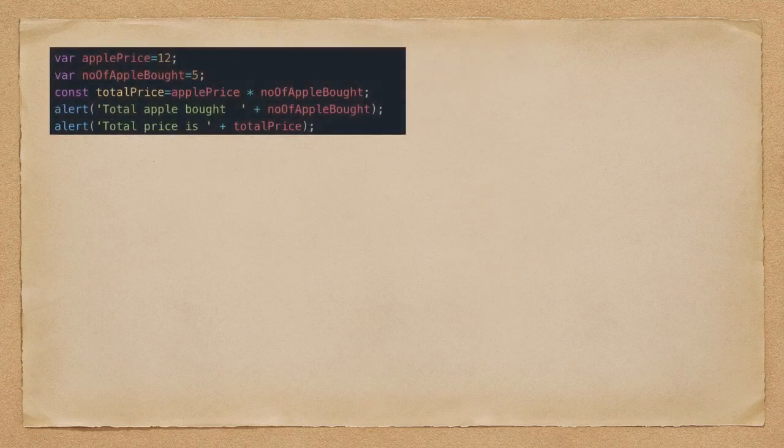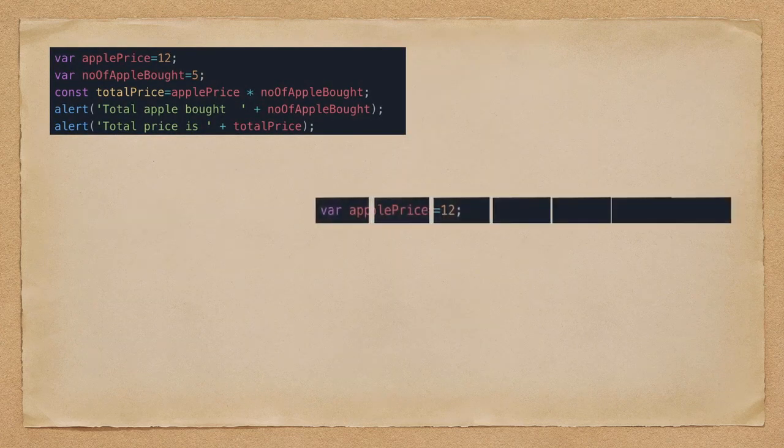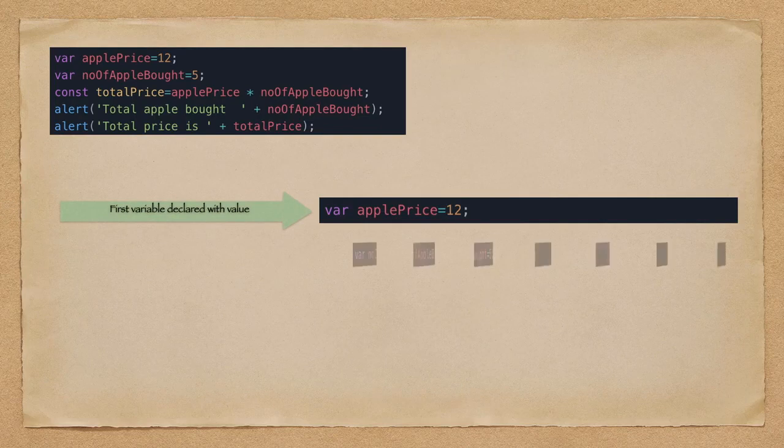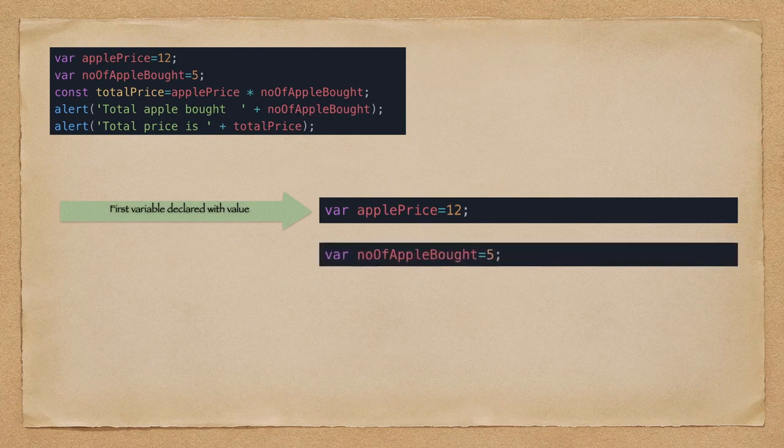Let's learn variables and constants using a simple program. Today, we are going to find the total price of apples. Imagine we are going to buy some apples from a store. The three things which we have to remember is, number 1, how many apples we are going to buy. That is the first variable. Number 2, what is the price of each apple? That is the second variable. Number 3, what is the total price? That could be a variable or a constant.